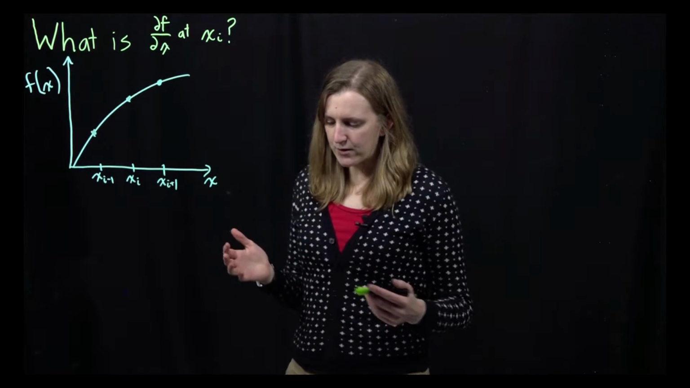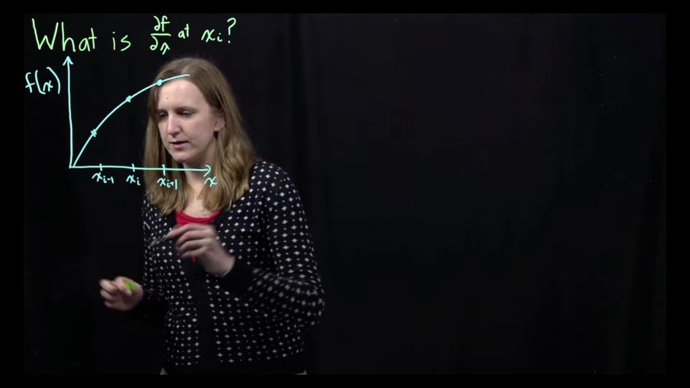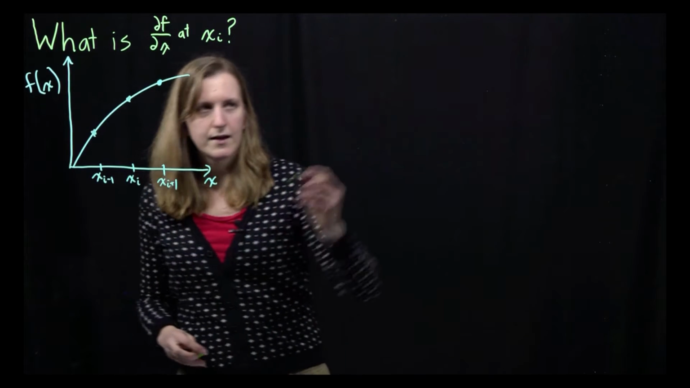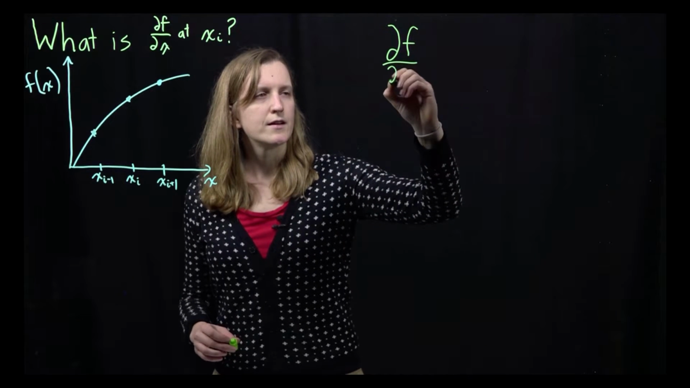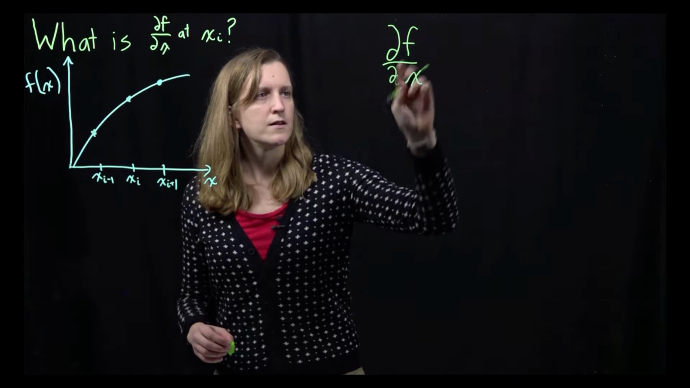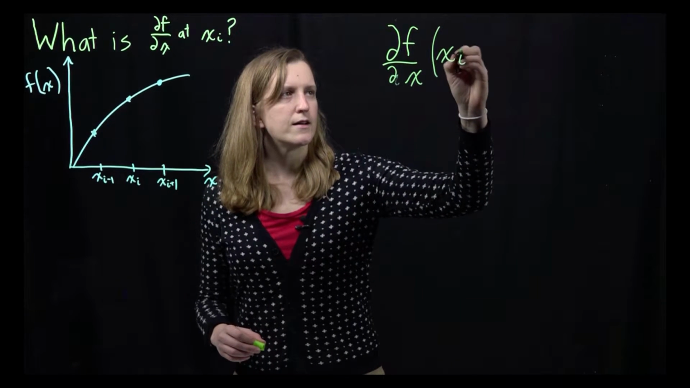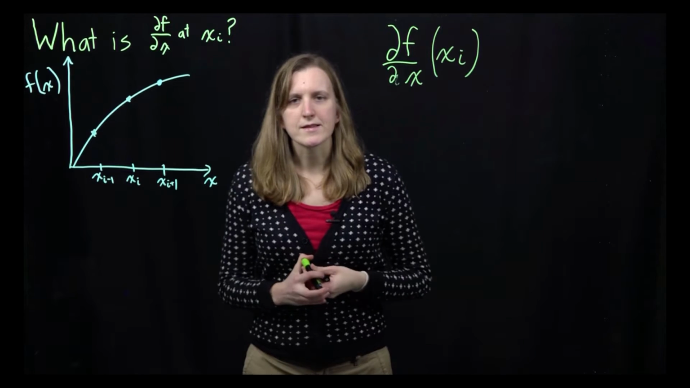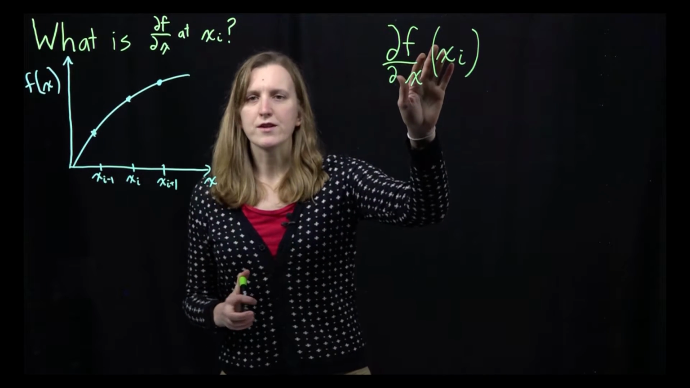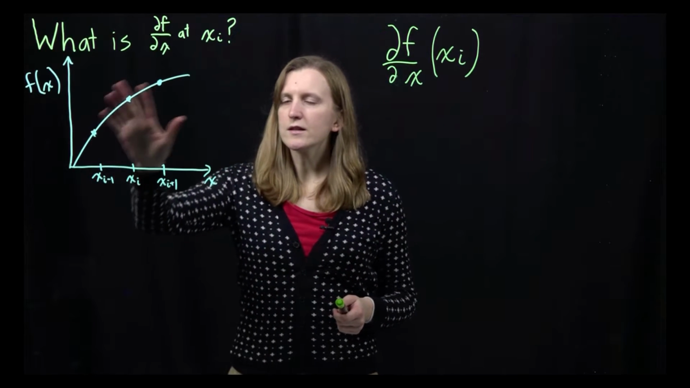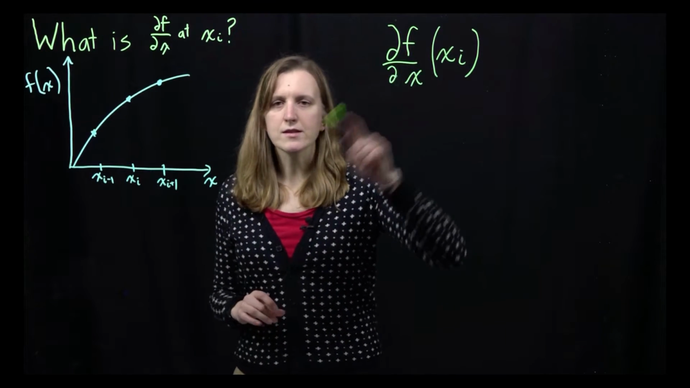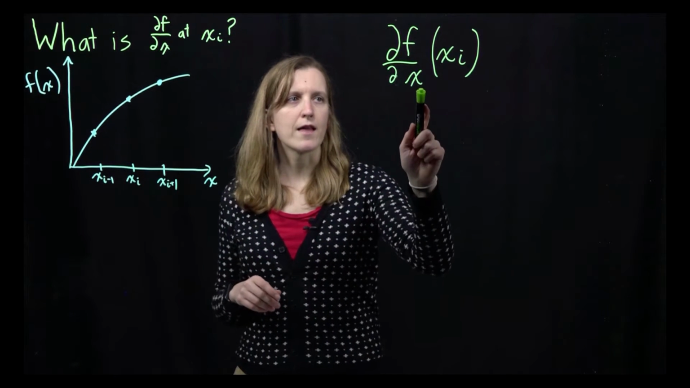So the way we can write it down is df dx at xi. What this is saying is how does our function f change as we change our variable x. You can see here in our curve, this is just going to be our slope. It's the slope of the line, but we want it at this specific point. So at this specific point, what is its slope?